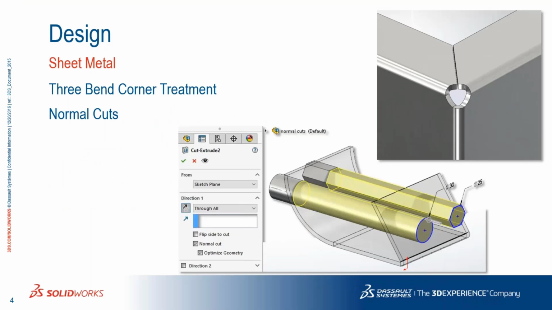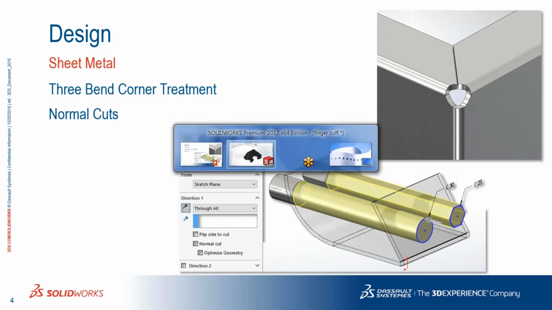Now moving on, there have been some enhancements to sheet metal as well. There's now the option to do 3-bend corner treatment, as well as some enhancements to normal cuts. That's going to be an enhancement that makes your workflow a little bit easier and makes your models more intuitive.